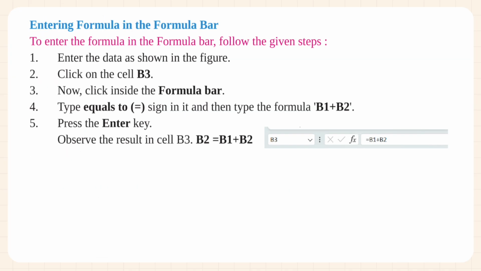Entering formula in the formula bar. To enter the formula in the formula bar, follow the given steps. 1. Enter the data as shown in the figure. 2. Click on the cell B3. 3. Now, click inside the formula bar. 4. Type the equals to sign in it and then type the formula B1 plus B2. 5. Press the enter key. Observe the result in cell B3. B3 is equal to B1 plus B2.